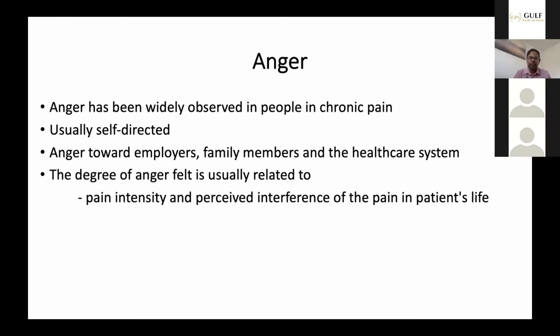Anger. Anger is commonly seen in people with chronic pain. Usually anger is not self-directed. They can be angry towards their employers, they can be angry towards their family members and the healthcare system in general. And the degree of anger to some extent is related to the degree of pain intensity and the degree of perceived interference of the pain in the patient's life.